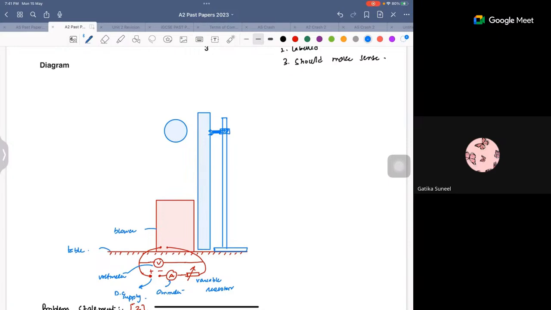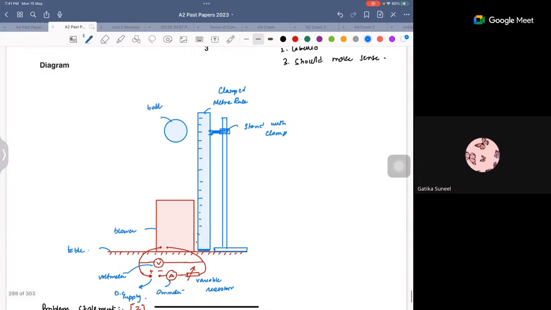Okay, and frankly this ruler should go all the way to the bottom, by the way, and then just label it. Say this is my meter rule. This is my stand with clamp. You can also write clamped rule. Okay. Then this is your ball.